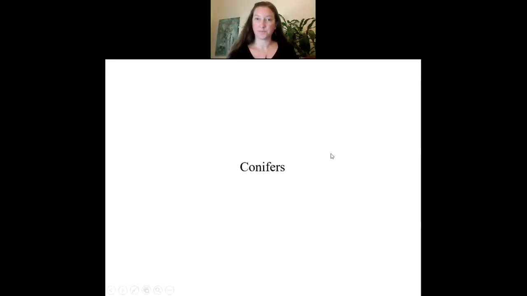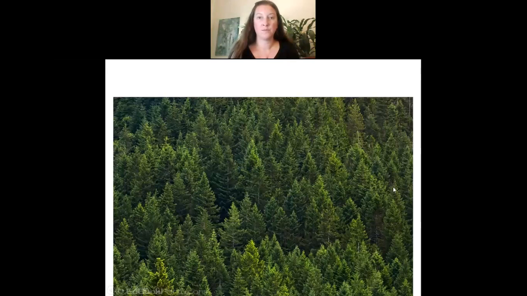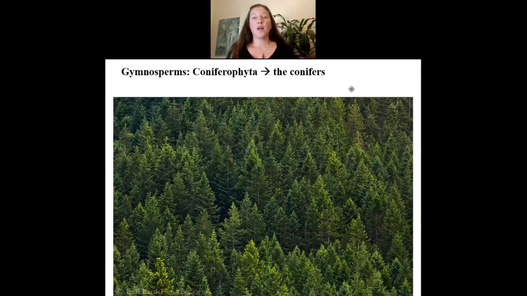Yep. Cool. All right, so let's finish out the gymnosperms with the conifers. We are still, like I said, in the gymnosperms. Conifers are in the phylum Coniferophyta. And here are some examples of conifers.